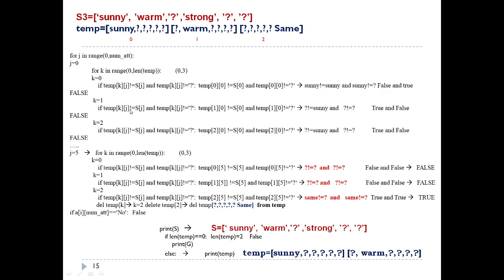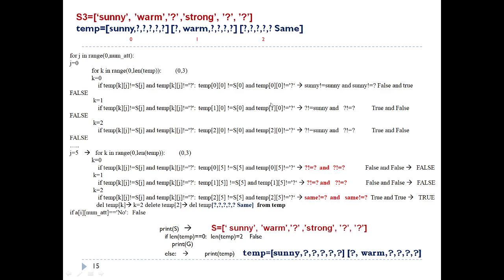Again we compare k of j, that is in k of 1. Here in the second element, the first attribute value is a question mark. The first attribute j value is nothing but the first attribute, and here it is a question mark. A question mark is not equal to sunny, since in S3 the first value is sunny. So it is not equal to sunny. That is true.